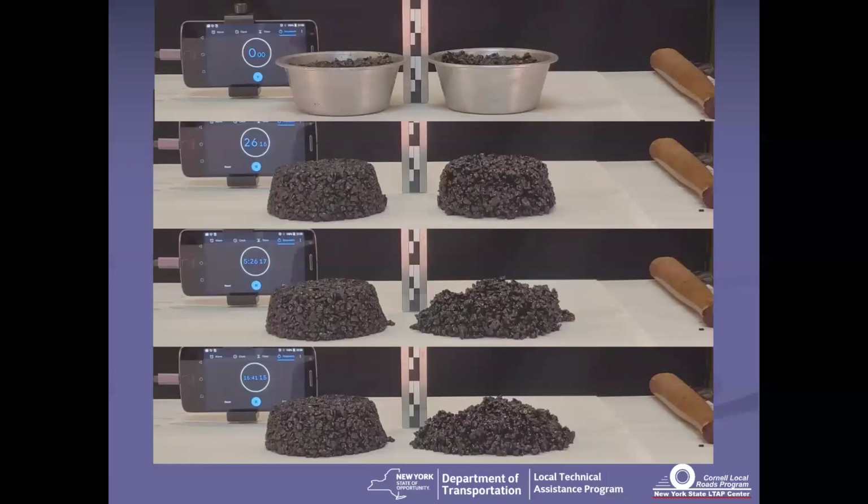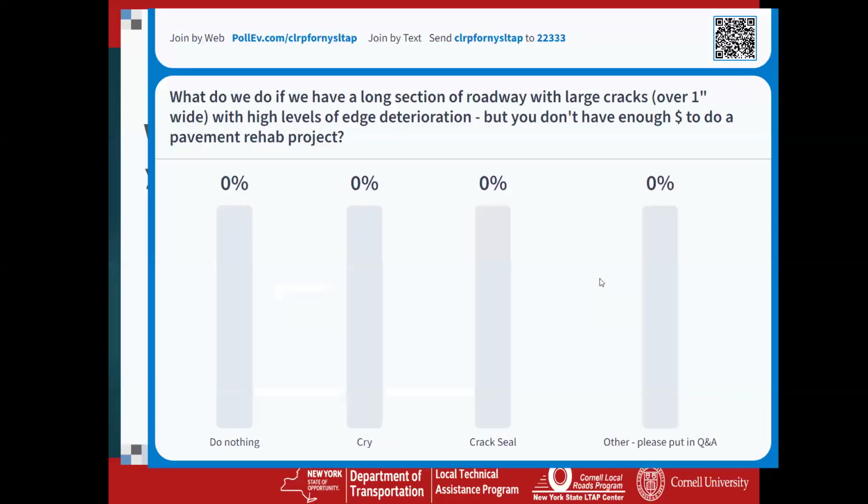And this is just an example of a simulation that they ran in the lab. On the left-hand side is your throw and roll material. On the right-hand side is your throw and go. And as you can see, after 26 seconds, the throw and go is already breaking down.